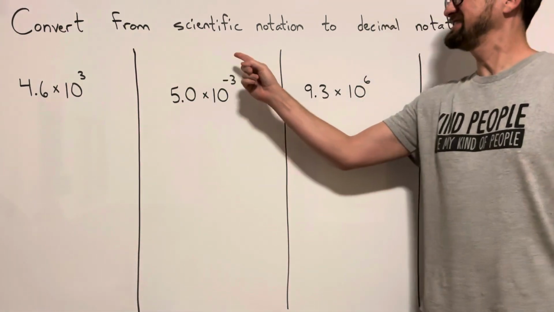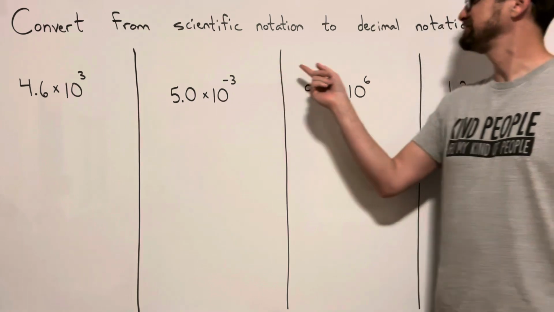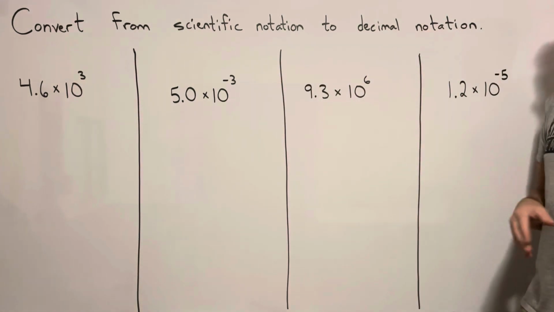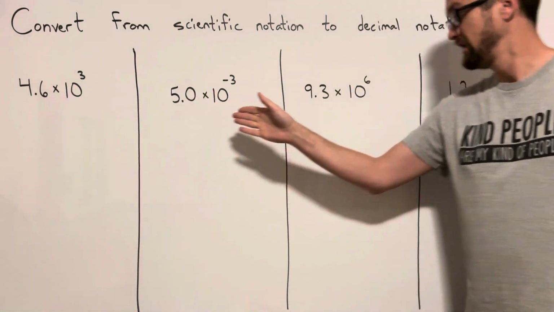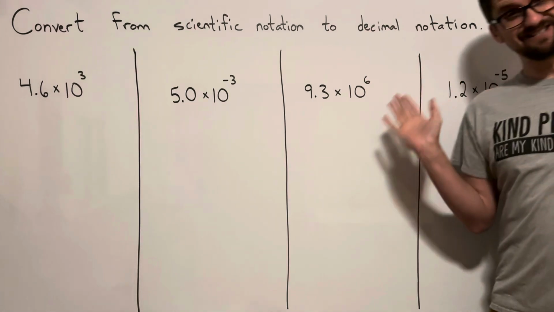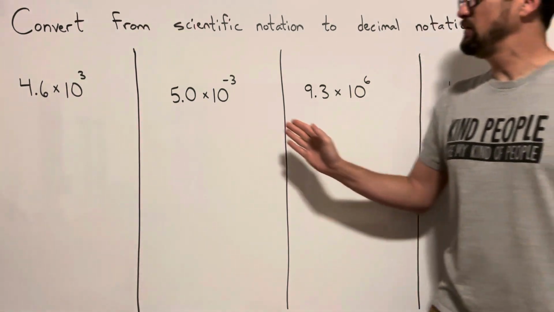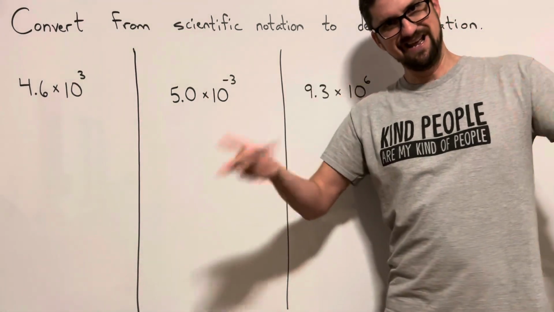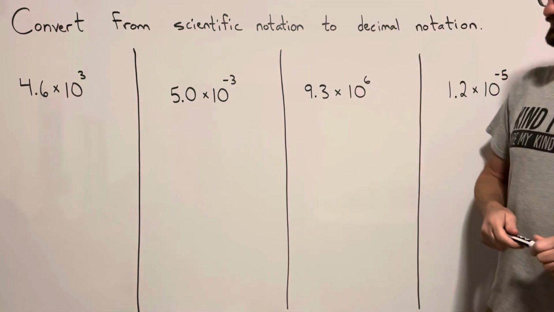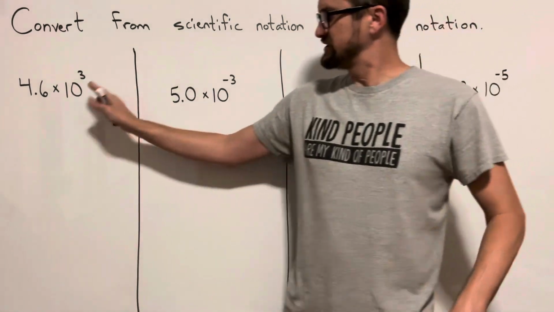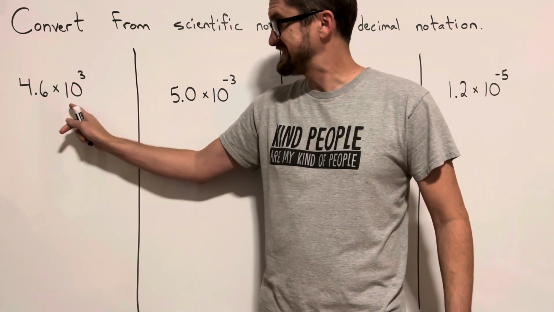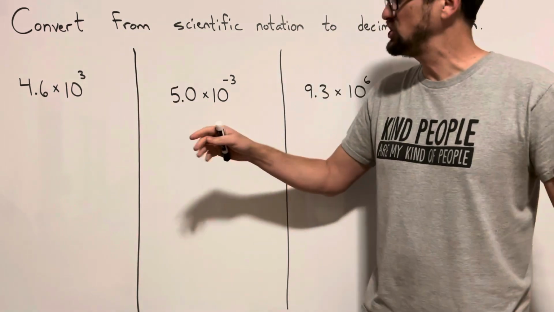Convert from scientific notation to decimal notation. We have 4 numbers here that are in scientific notation, and we want to write them in decimal notation. So what we have here in this first one, we have 4.6 times 10 cubed.